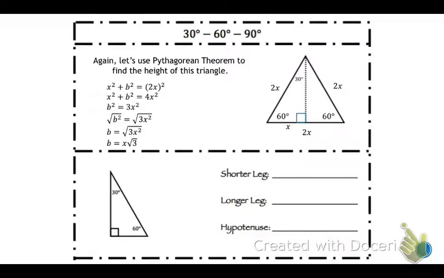Now I'm just going to go through and label these. So my shorter leg is x, because that's the one opposite of the 30 degree. So the side opposite of 30 degrees is x. The side opposite of the 60 degree is x square root of 3. The hypotenuse is 2x.